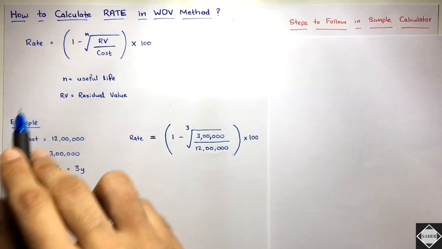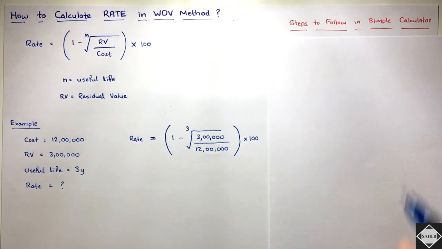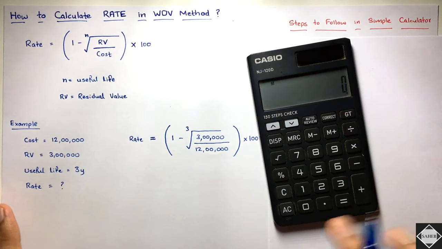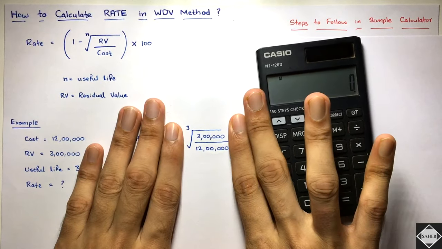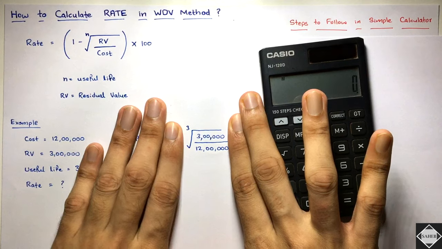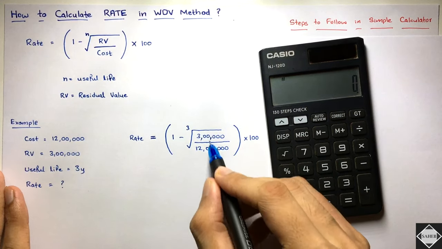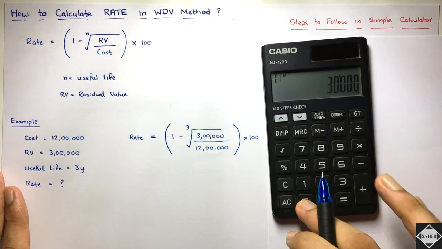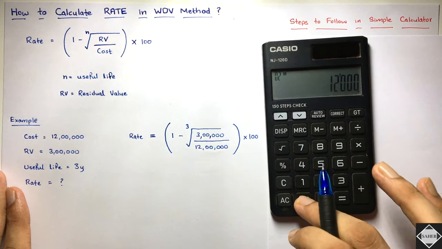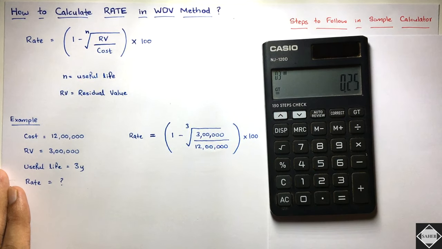That's the N, now useful life, and then all the values, right? So now, how are we going to do this? It's really simple. First, you are going to solve this much. Let's understand how you're going to do this. First, you just have to divide 3 lakh by 12 lakh, that's equal to 0.25.